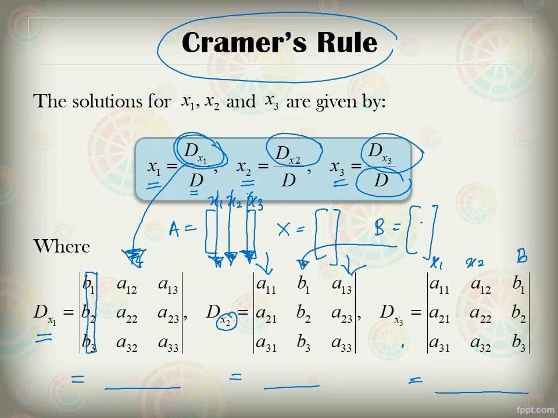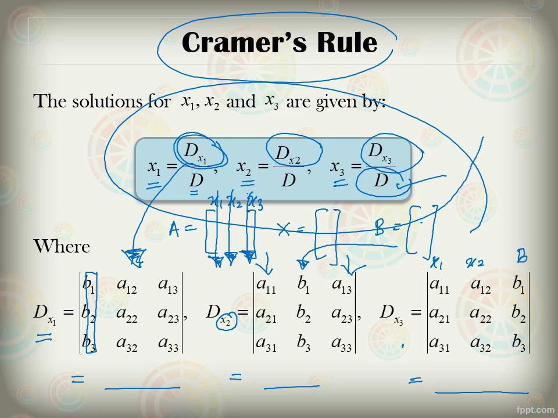Now once you have your determinant for matrix A, determinant for x1, determinant for x2, determinant for x3, substitute everything into this formula. Then it will solve for x1, x2, x3.